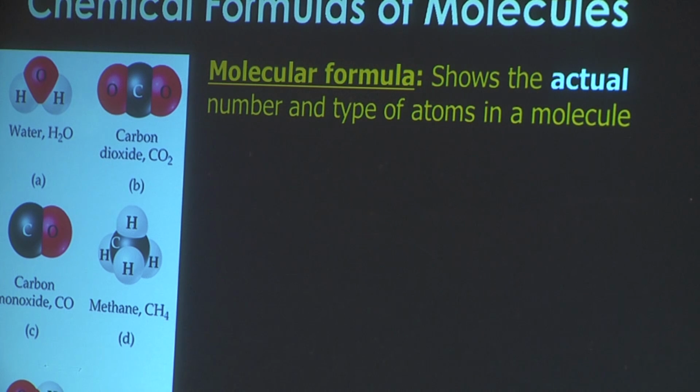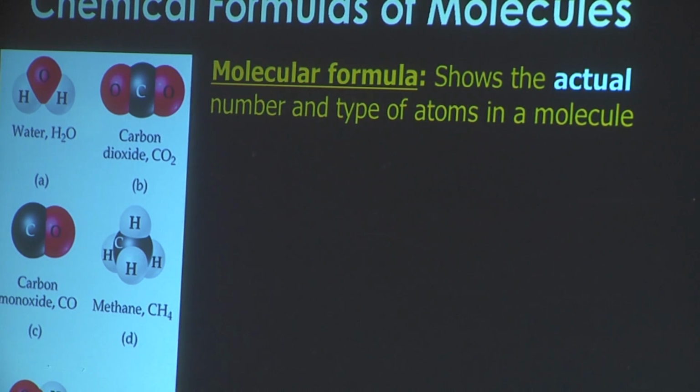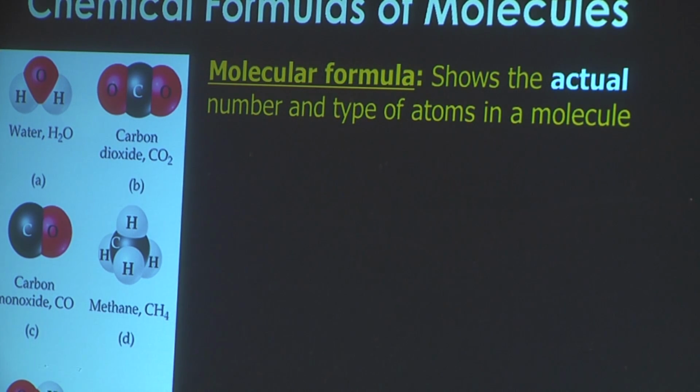So that means water is H2O. It's a molecular formula. Hydrogen peroxide is H2O2. In a molecule of hydrogen peroxide, what you have is 2 oxygens and 2 hydrogens. So the molecular formula is H2O2. It shows the actual number and type, right? 2 oxygens, 2 hydrogens.